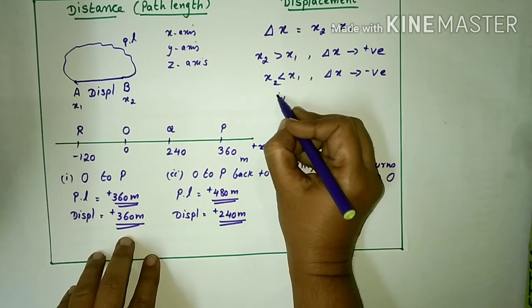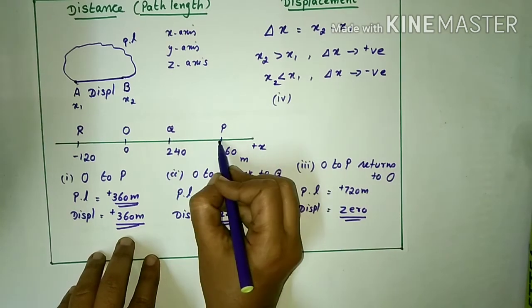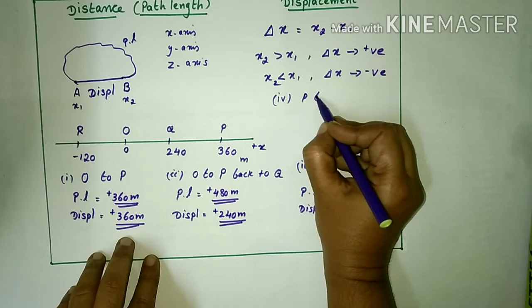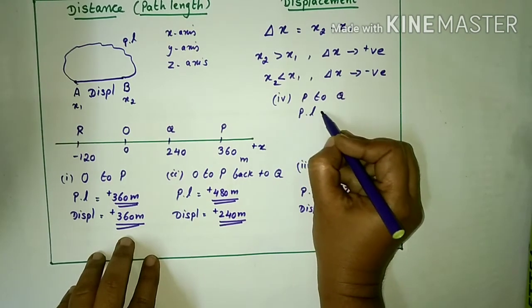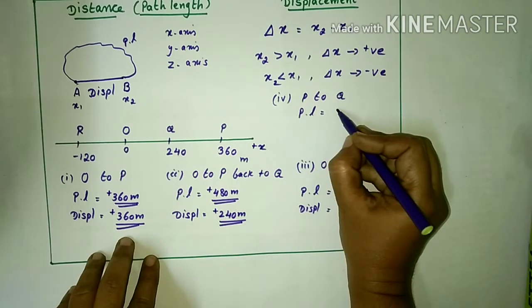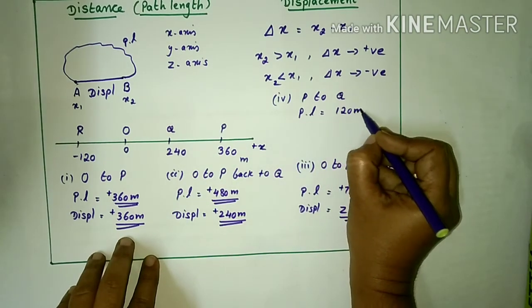Then fourth case, the car moves from P to Q. So what is the path length here? Path length is equal to 360 minus 240, that is equal to 120 meter.